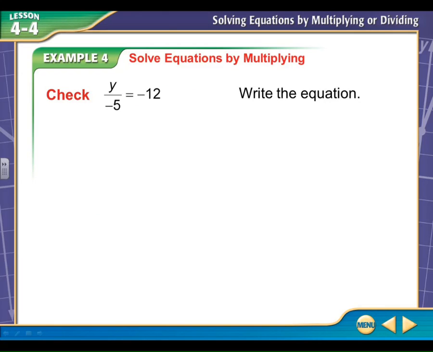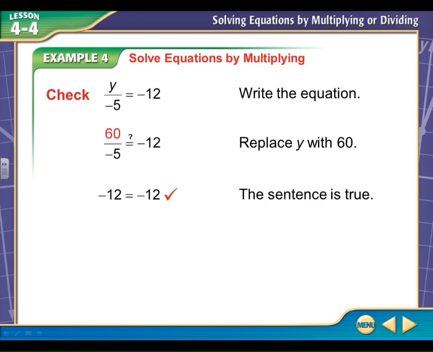And if I check it, I'm going to put 60 in the place of y. And 60 divided by -5 is -12. So that makes a true statement. That's how I know I got the right answer.